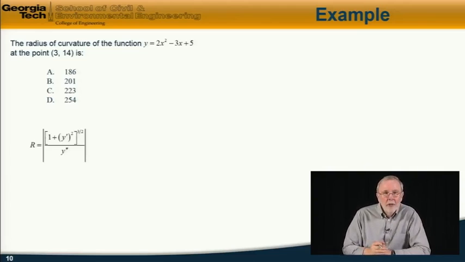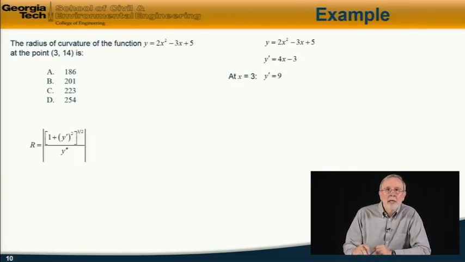So we're going to use this formula from the previous slide. So here's the formula that we started with. Y equals 2x squared minus 3x plus 5. So first I'll differentiate that once with respect to x. Y prime, or dy by dx, is equal to 4x minus 3. And evaluating that at the point x equals 3, I get y prime is equal to 9.